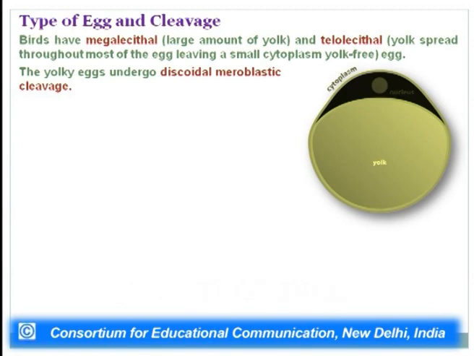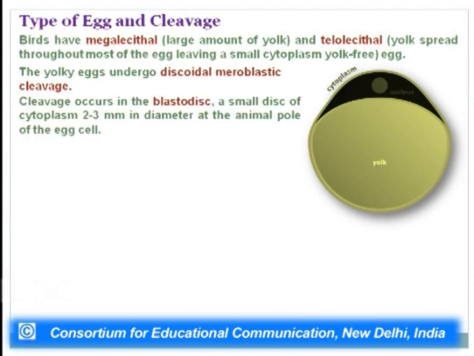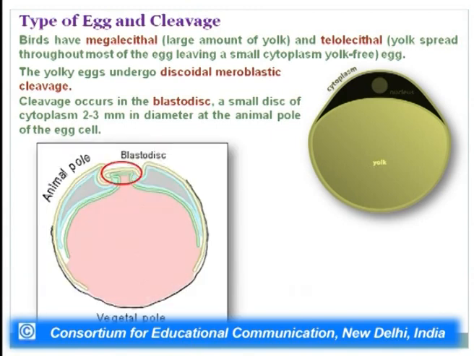It is termed a discoidal cleavage because there is a disc, as you can see, on the top of the egg, and all the divisions take place in this yolk-free cytoplasm, or blastodisc, as it is termed. So, the cleavage occurs in this blastodisc, a small disc of cytoplasm which is 2 to 3 mm in diameter, present at the yolk-free region or animal pole of the egg cell. Here also you can see there is an animal pole, and that is the blastodisc where the embryo formation will take place.